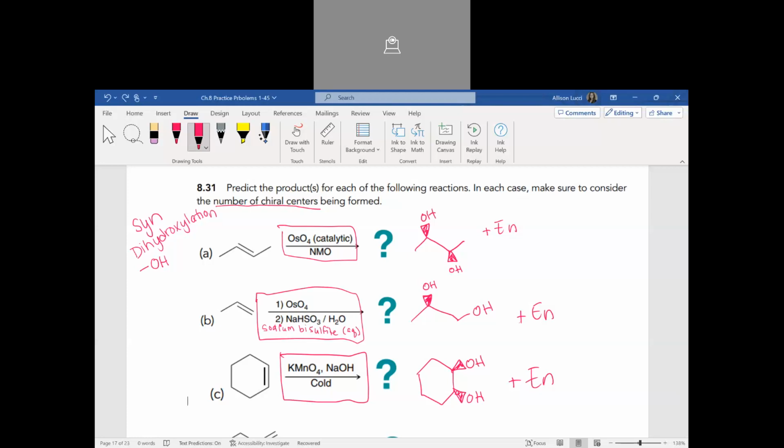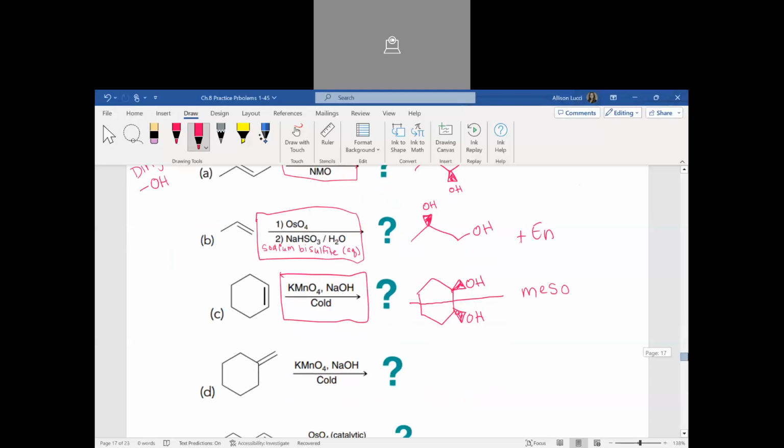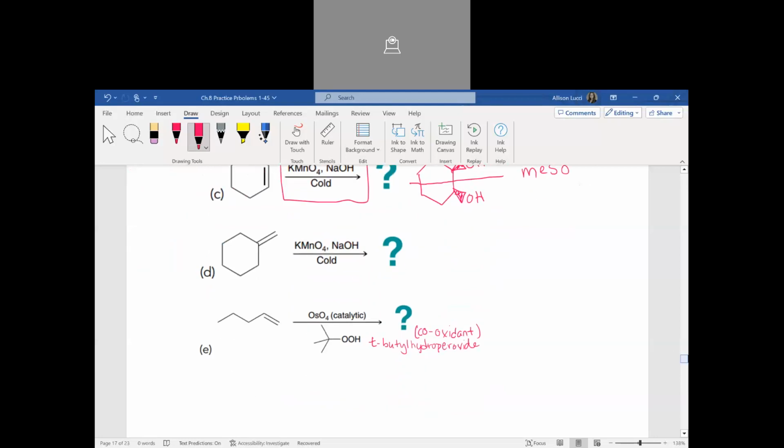Actually, this would be, I apologize, a meso compound, right? If we look at this reflective symmetry here, if we determine these 2 chiral centers to be symmetric, they actually will be achiral. So for problem C, we only end up with one product, not an enantiomer.